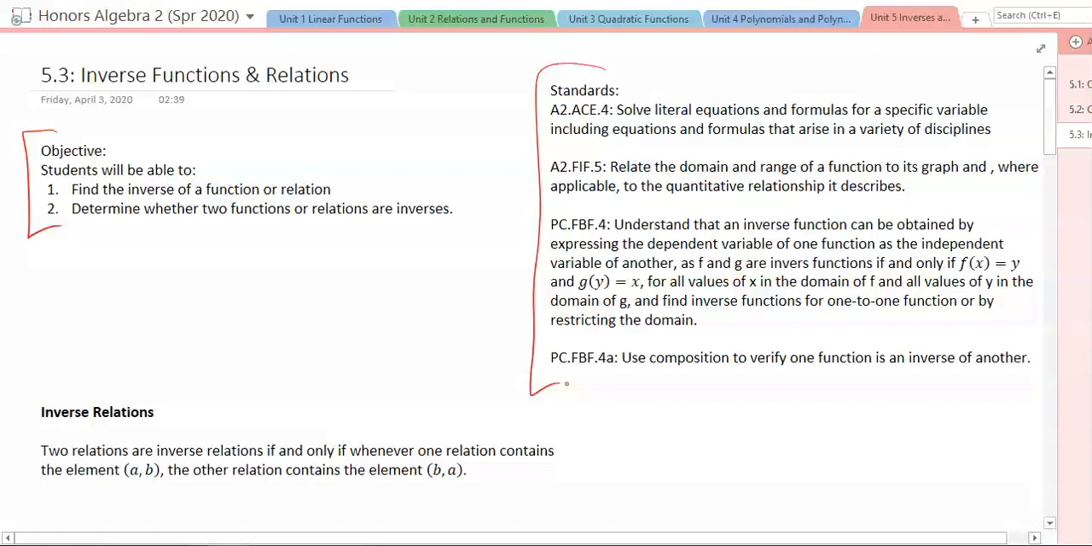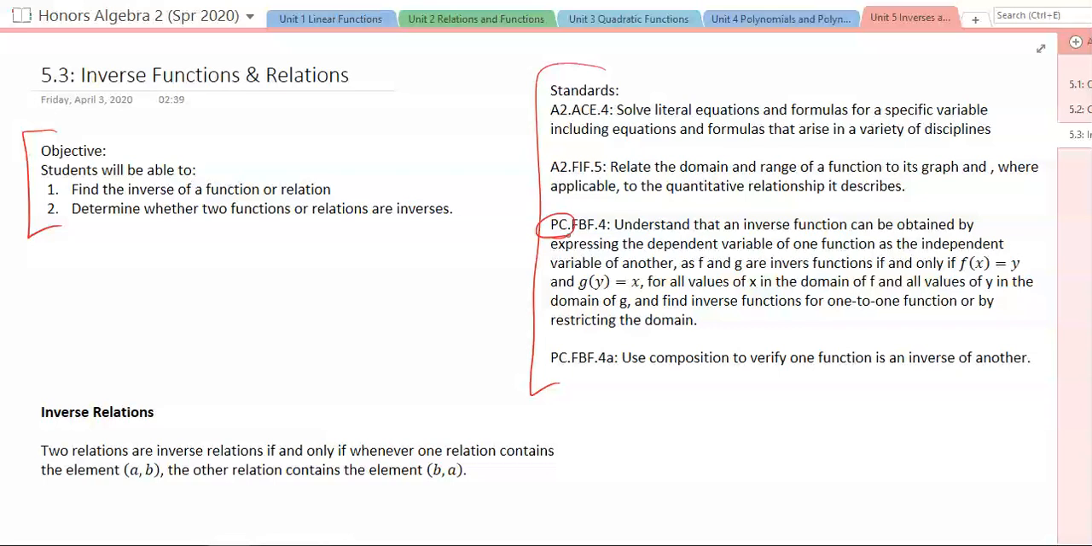ACE 4, solving literal equations, FIF 5, being able to relate domain and range to its graph, and then we're looking at precalc standards, what this PC prefix is for. Understand that an inverse function can be obtained by expressing the dependent variable of one function as the independent of the other. F and G are inverse functions. Nice little typo there. We'll fix that later.